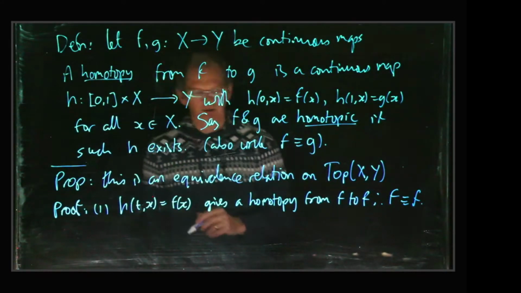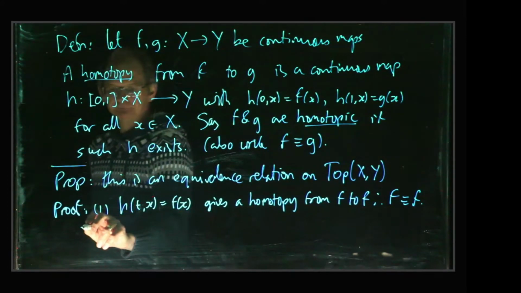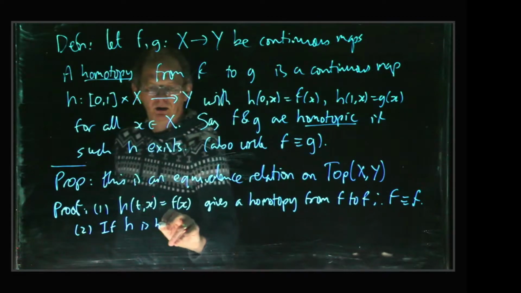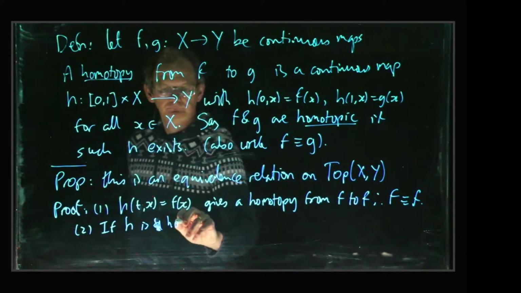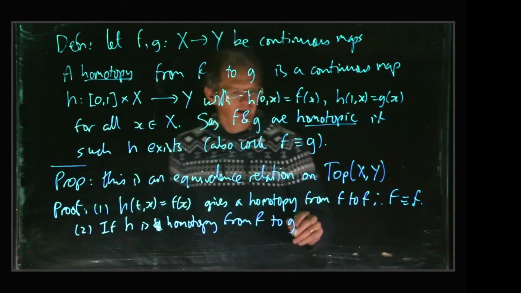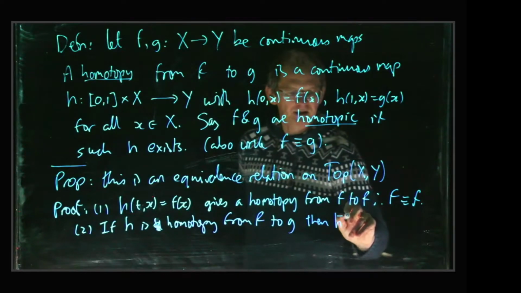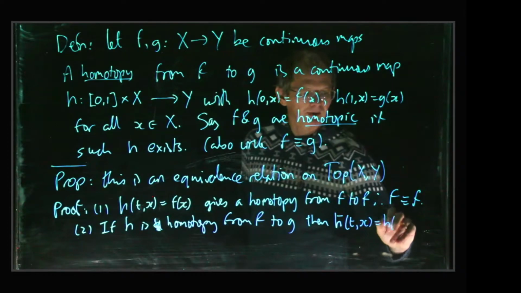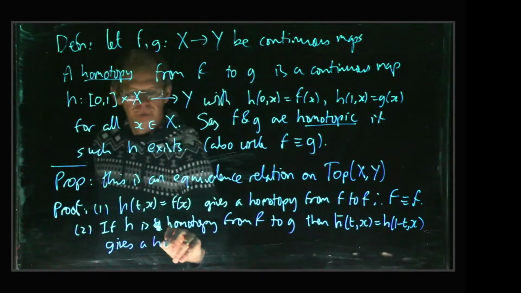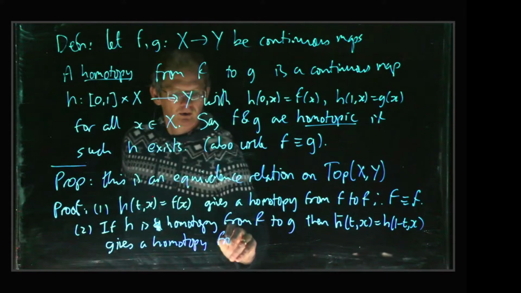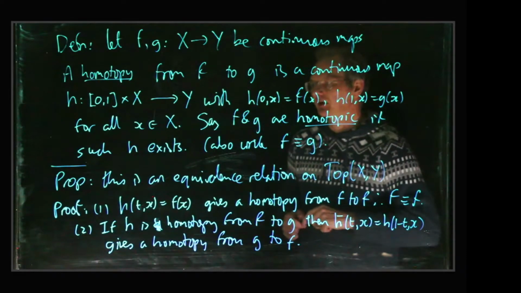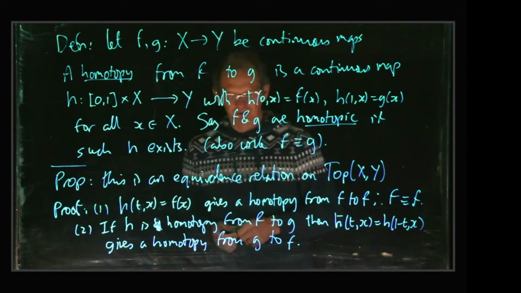Okay, so the relation's reflexive. And then if h is a homotopy from f to g, then we can just define h bar of t, x as h of 1 minus t, comma x. That gives a homotopy from g to f. Okay, so that proves that this relation is symmetric as well as being reflexive. And then we just need a little bit more work to check that it's also transitive.